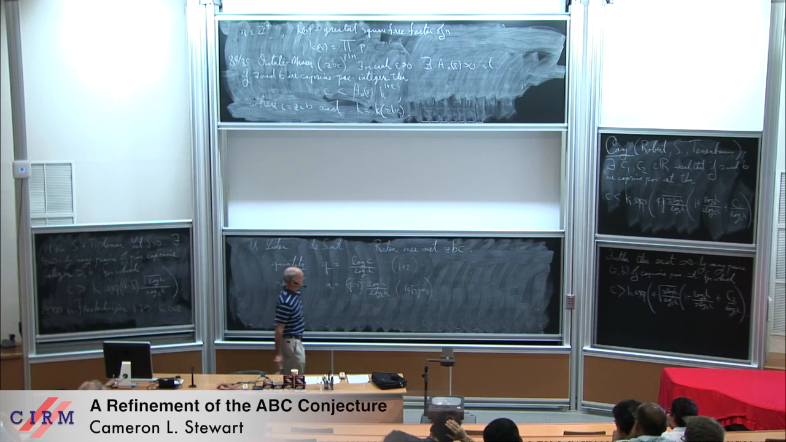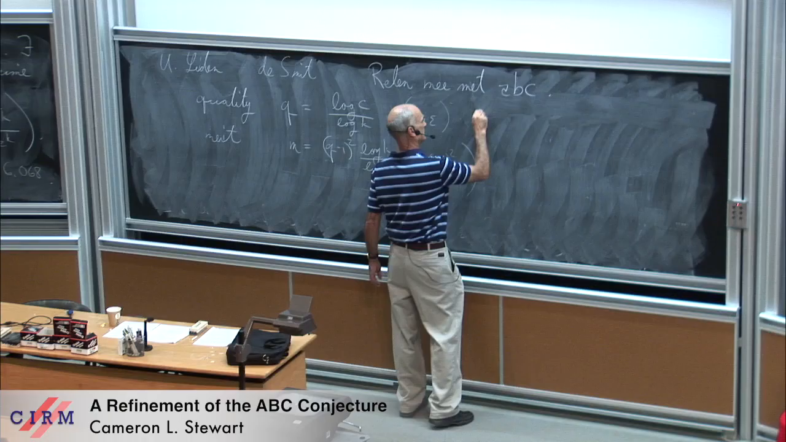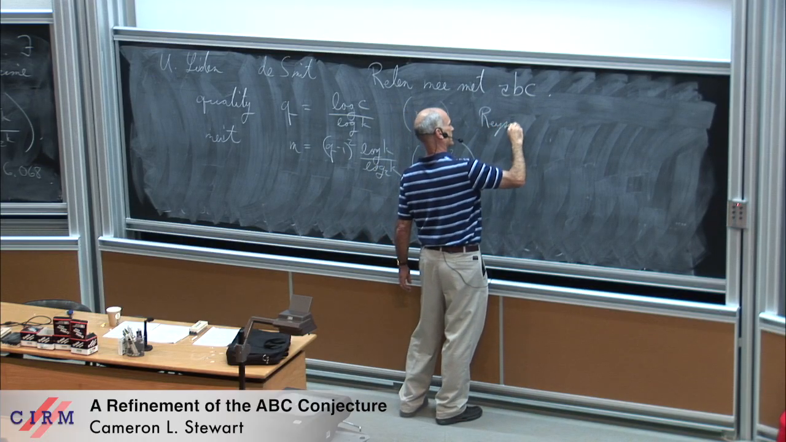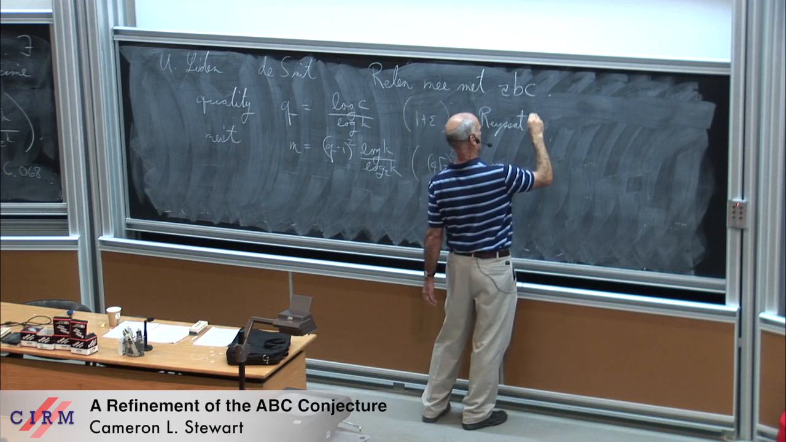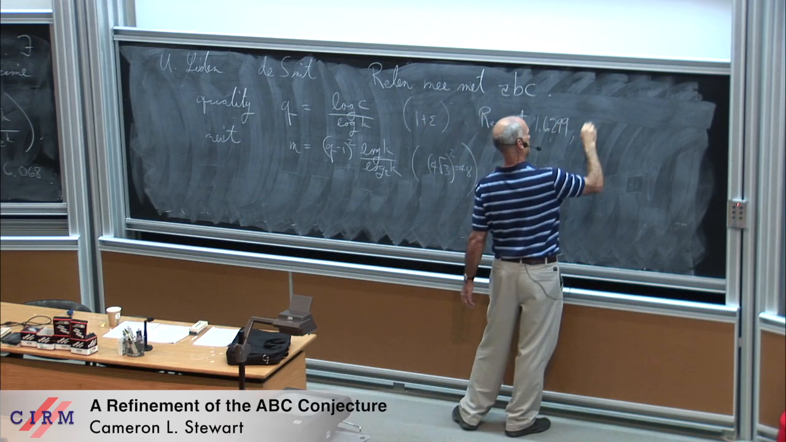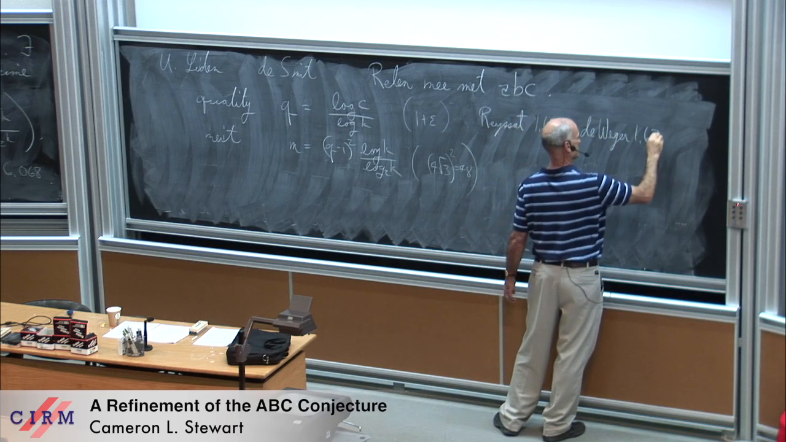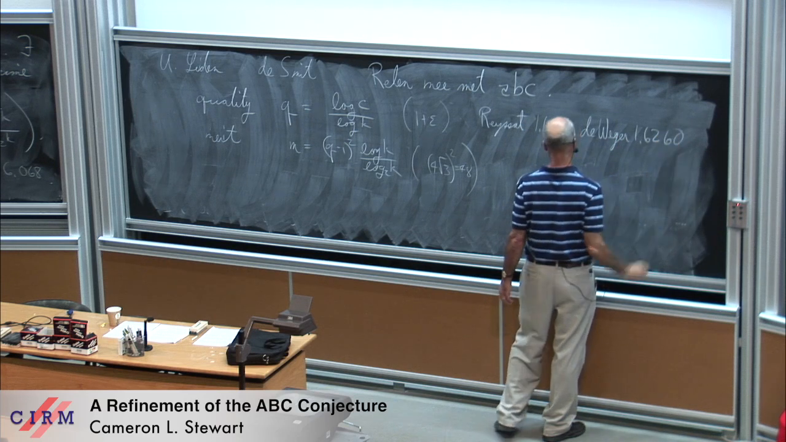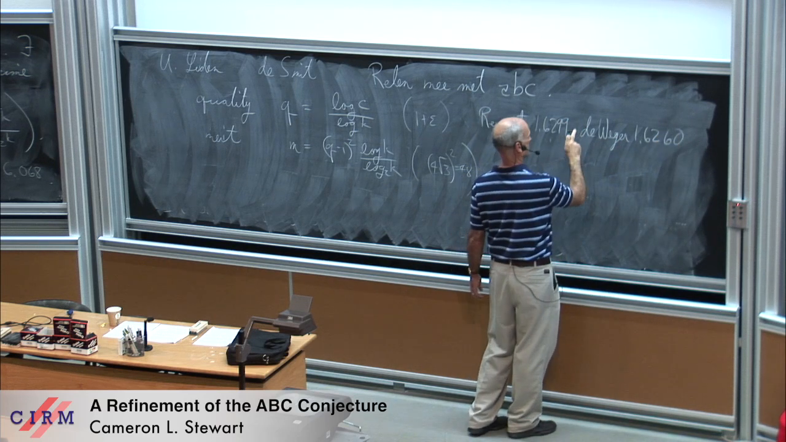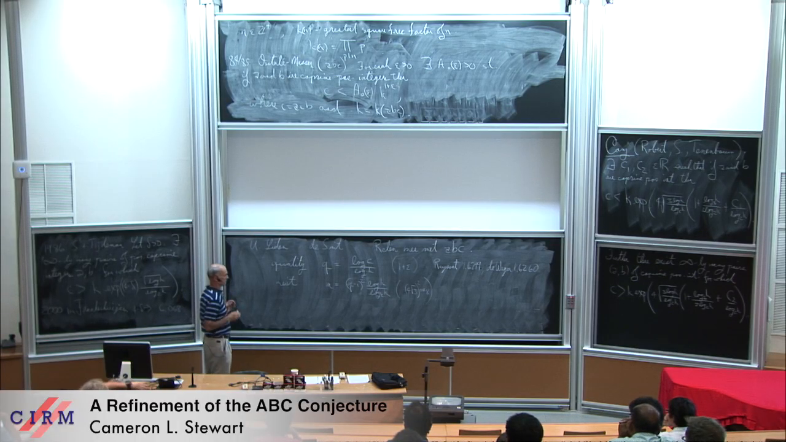And the best results found here for the quality: an example due to Eric Reyssat, which has Q about 1.6299. And then Benne de Weger has an example, 1.6260, approximately. And those are the largest examples in terms of the quality which are known.